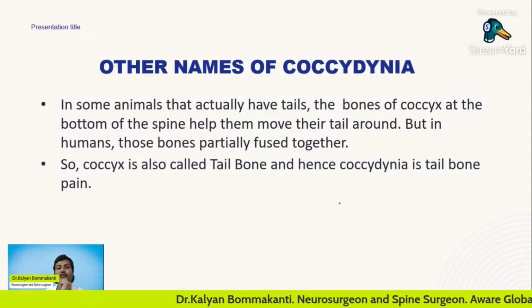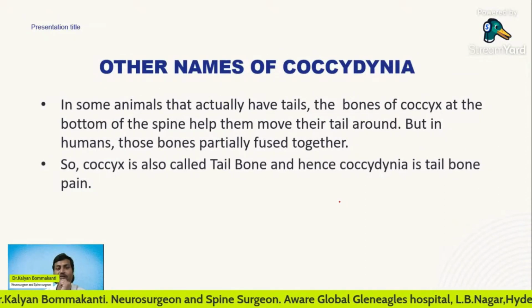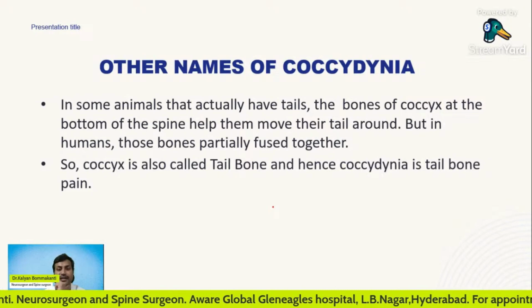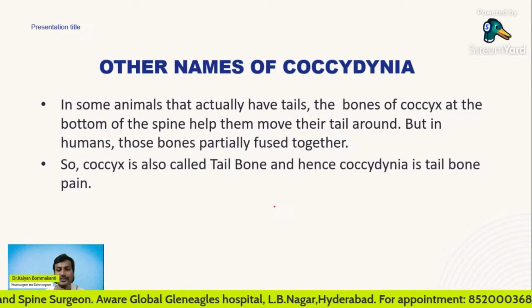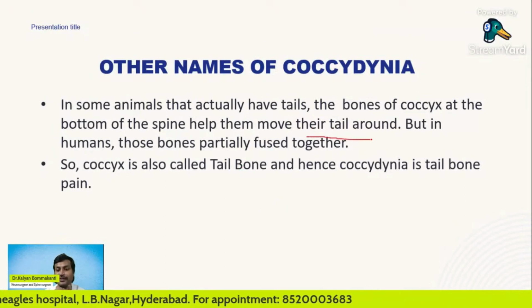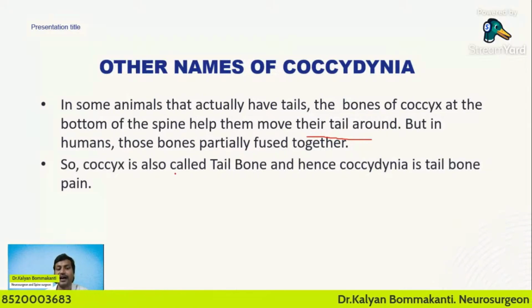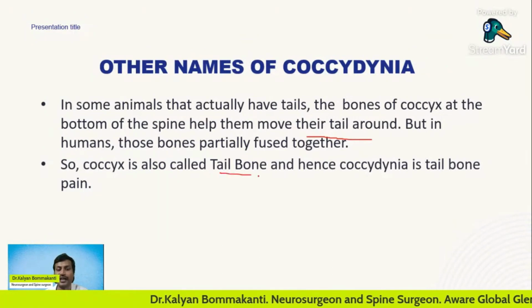So why does it receive the name of coccydynia? In some animals that actually have tails, the bones of coccyx at the bottom of the spine help them move their tail around. But in humans, those bones are partially fused together. So coccyx is analogous to tailbone, and hence coccydynia is called tailbone pain.